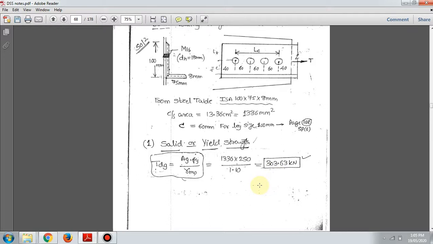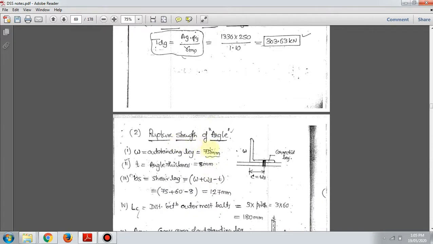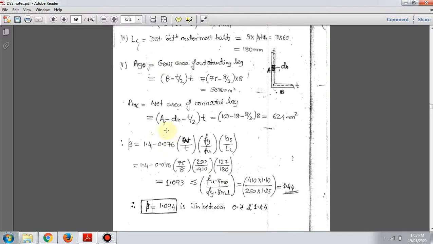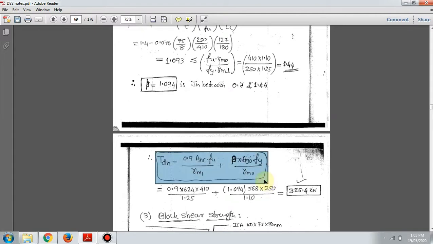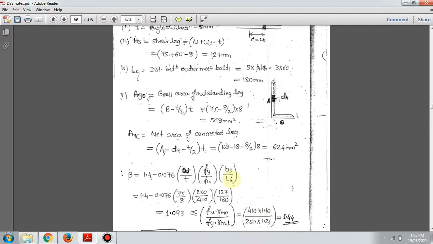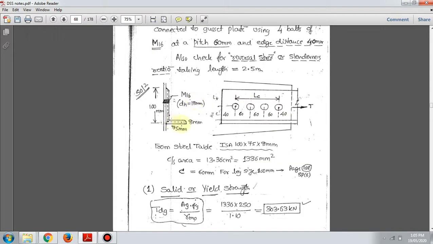First thing, we have to find the design strength due to yielding. The formula is given by AG Fy divided by gamma m0. AG is for 100 into 75 into 8 mm. From the steel table, if you refer, you will get this area, 1336 mm square. So for AG, 1336 into 250, Fy is 250, divided by gamma m0. So the design strength due to yielding we got is 303.63. This is simple substitution to find the design strength due to yielding.